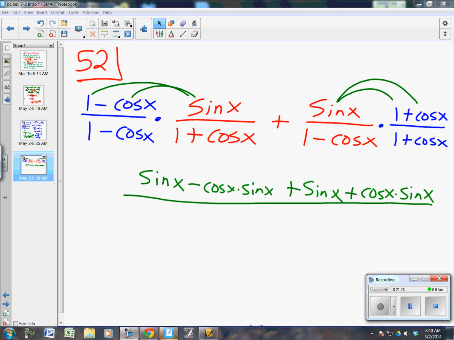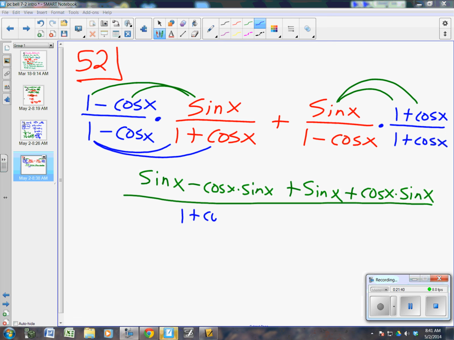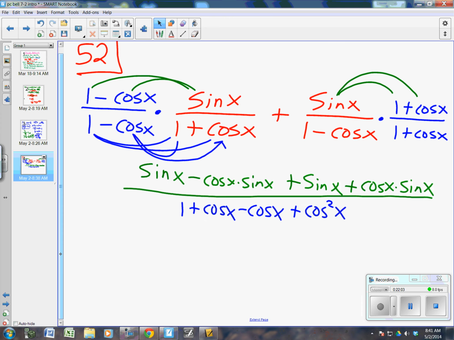You guys, we can combine this because we know we're going to have a common denominator on the bottom. And I'm just going to do it all at once here. If I multiply 1 times 1, I get 1. 1 times cosine of x, I get cosine of x. Negative cosine of x times 1, I get negative cosine of x. And negative cosine of x times cosine of x, I get positive cosine squared of x. Now all I have to do is simplify this, and probably substitute an identity, I'm guessing, at the bottom. When I get it simplified, I'll see the identity.